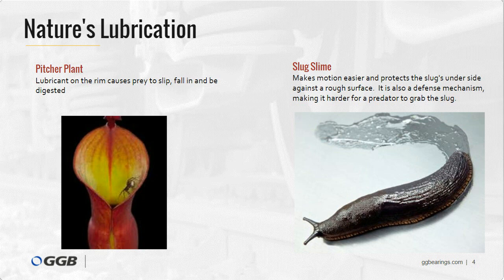And of course, most of us have probably seen slug slime. It's that gross thing that you see maybe on the pavement in the morning after the slugs have gone by. But slugs create slime as a lubricant to make motion easier and protect the slug's underside against the rough surface, against abrasion and harm. It's also a defense mechanism that makes it harder for predators to grab the slug and eat them.